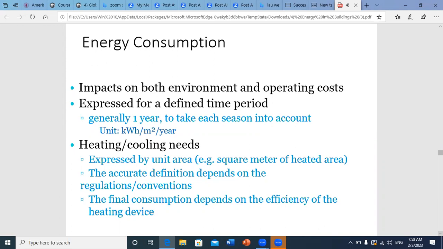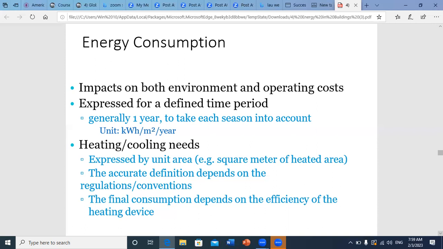And the accurate definition will depend on the regulations and conventions. You know that depending on the country, you have different regulations for heating and cooling needs. Because as we discussed, in different countries you have different climates, different thermal sensation, different needs. People in Africa tend to tolerate large temperatures, while people in Canada can be comfortable even with small temperatures because they are used to them. So the heating and cooling needs will vary a lot from region to region. That's why the regulations and conventions imposed will be different.